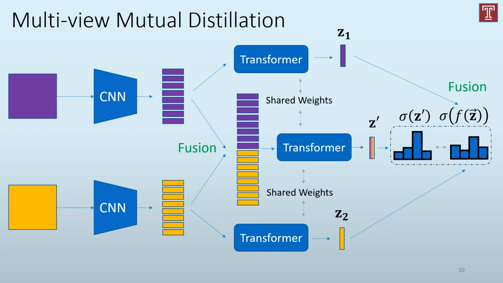This generates a pre-softmax logit vector for each view in the collection, which in this figure are denoted as Z1 and Z2. Then, these logits, which we collectively refer to as Z arrow, are fused together using mean pooling, which is represented by the function f.